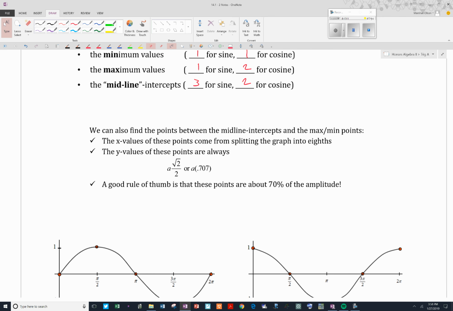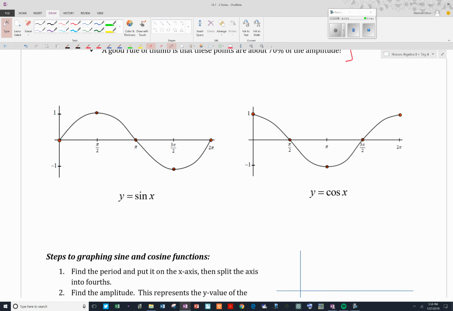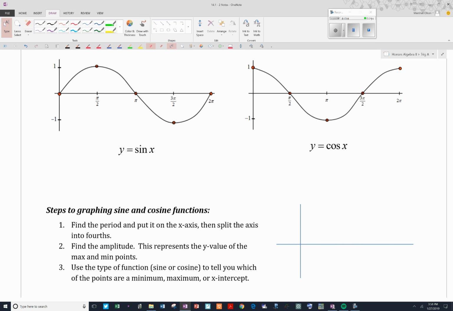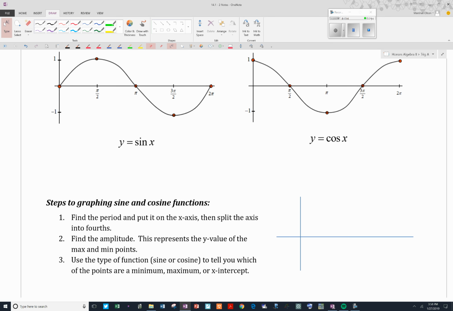Well, if we vertically stretch this graph with a, then those square root of 2 over 2 points are also going to be affected by a as well. We'll just take a and multiply it by the square root of 2 over 2 in order to find out where those points are. And then I just put here, since the square root of 2 over 2 is about 0.7, that means that those points are going to be about 70% of the amplitude. And then down here, I just put examples of the sine and cosine graphs again, not putting in the square root of 2 over 2 points, just some pretty general sketches.